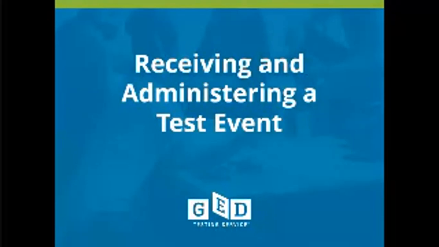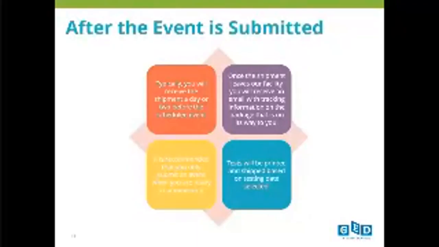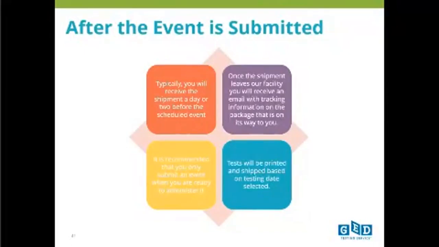Receiving and administering a test event. After the test event is submitted, typically you will receive the shipment a day or two before the scheduled event. Once the shipment leaves our facility, you will receive an email with tracking information on the package that is on its way to you. It is recommended that you only submit an event when you are ready to administer it. Tests will be printed and shipped based on the testing date selected.